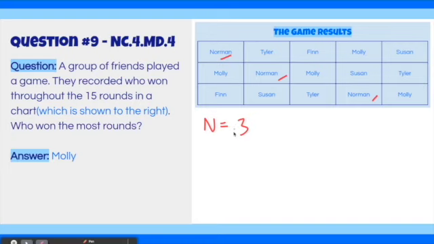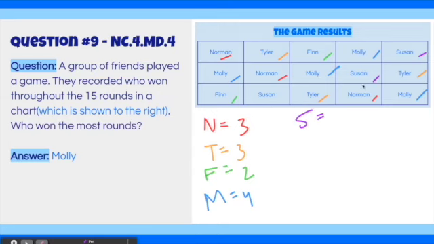The next person we're going to count is Tyler. So Tyler won once, twice, and again, he won 3 times. We're going to move on to Finn. He won once, twice. So Finn only won 2 times. We're going to move to Molly. Molly won once, twice, 3 times, 4 times. And finally, Susan.